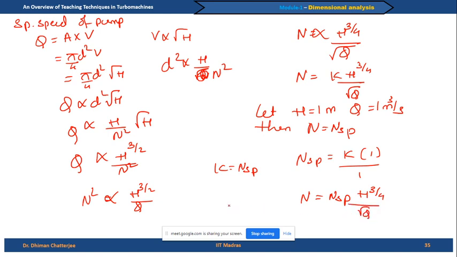So nsp is equal to n root Q by h raised to 3 by 4. This is the formula for pump. Pump is easy, right? Guys, the specific speed of pump is very much easy. It has no headache. So if you understand the turbine formula, the pump formula becomes automatically easy. Any doubts here? No, sir. Sure? No, sir. No doubt. Okay, so this completes the thing. I have to do only some numericals on this chapter. So this chapter will get completed.